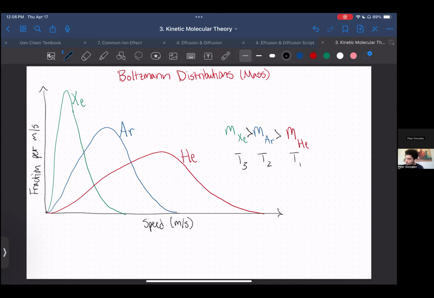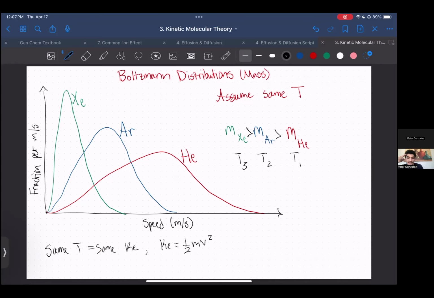Which makes sense because, I forgot to say one thing, we're gonna assume the same temperature for all the gases. And this is why we have to do that, because as we said in the first slide, the kinetic energy depends only on temperature. So if I'm at the same temperature, then I have to be at the same kinetic energy. So same temperature equals same kinetic energy. And what does kinetic energy equal? Kinetic energy is equal to 1/2 mv squared.